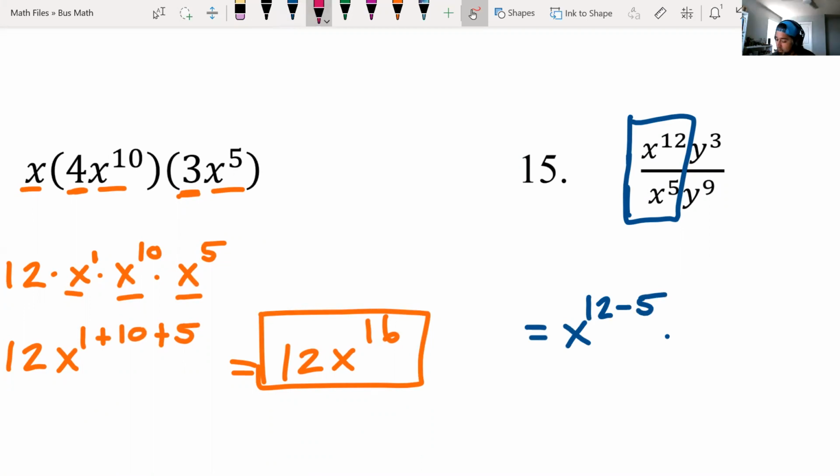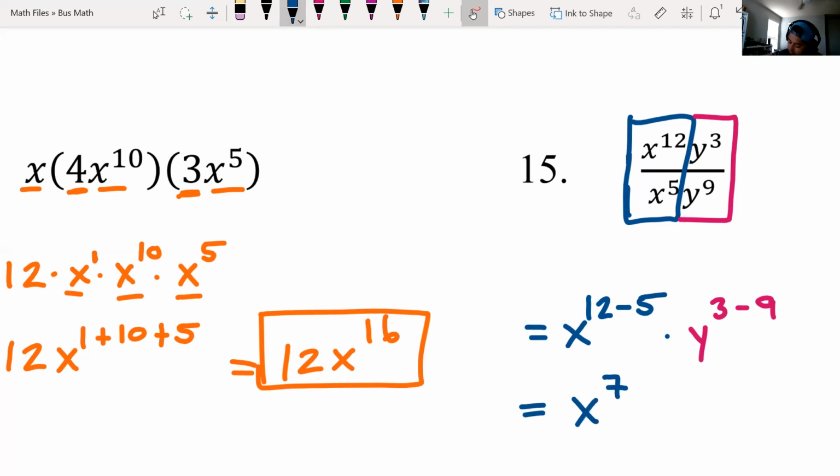Times, and then we'll look at the y's. y cubed over y to the 9th. Again, same base over each other. We will subtract the exponents. Simplify, and we get x to the 7th times y to the negative 6.